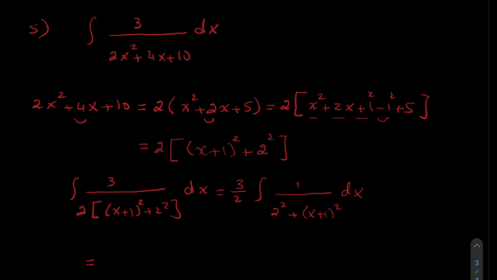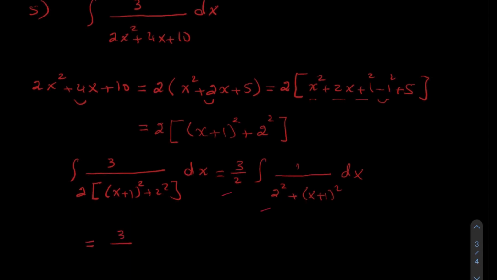We say equals 3 over, here we have 2, and we have another 2, which is the a, so we multiply it by 2, it becomes 4. Let's write this straightforward: 4 tangent inverse of u, or we write it as x plus 1 over a, which is 2, plus constant, and that's the final answer. Let's have another question. We have the integral of 1 over radical minus x squared plus 6x minus 5 dx.